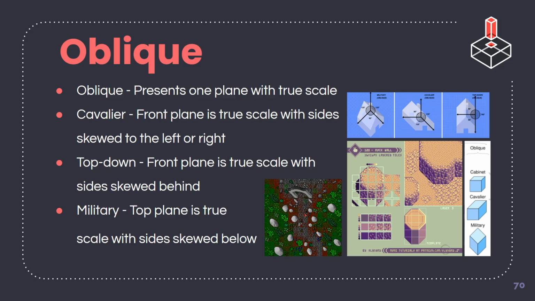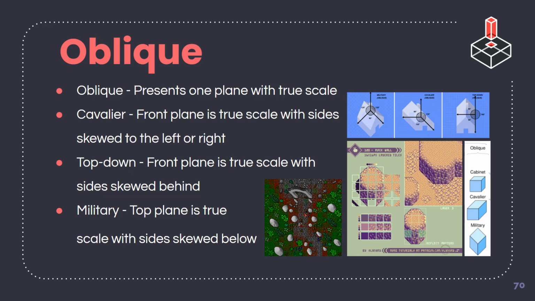Top down is going to be basically top down. We're still going to have our camera facing forward, and our front plane still at true scale, but instead of forcing our back angles to face left or right, we're going to push them upward, basically skewing our back angles upward.